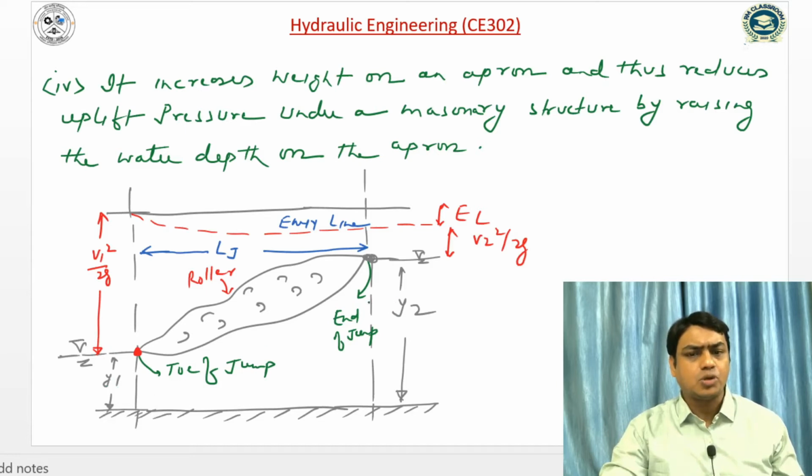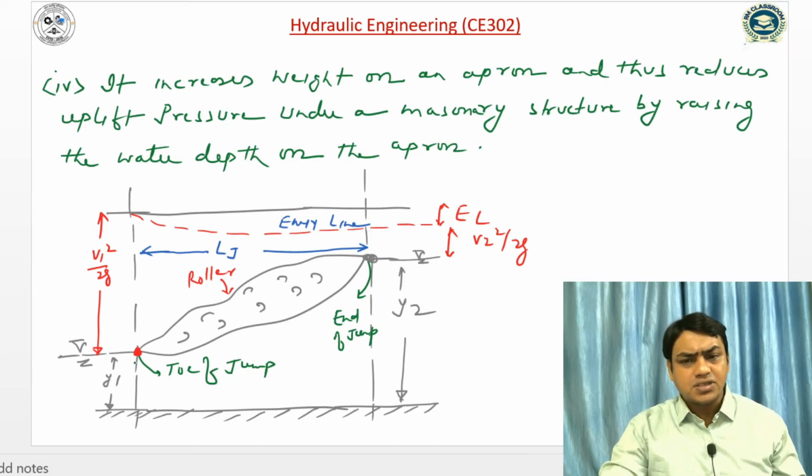So what is sequent depth or conjugate depth? The depths at which our specific force is constant are called sequent depths or conjugate depths. Before that, I discussed what the alternate depth is. The depths at which our specific energy is constant are called alternate depths.